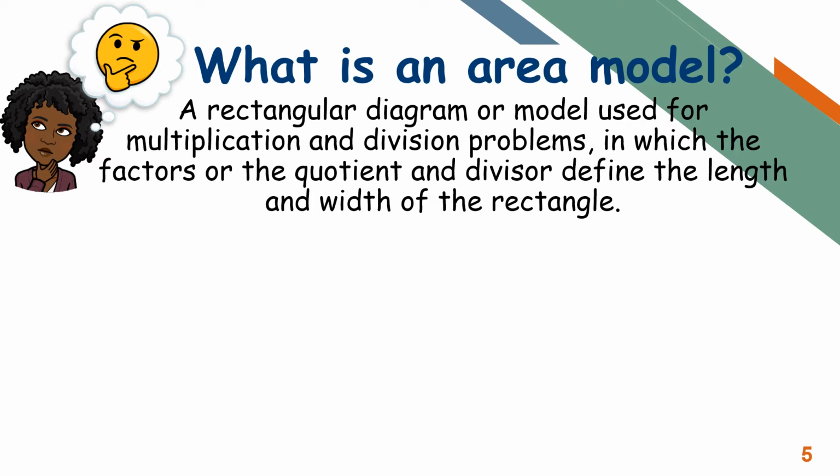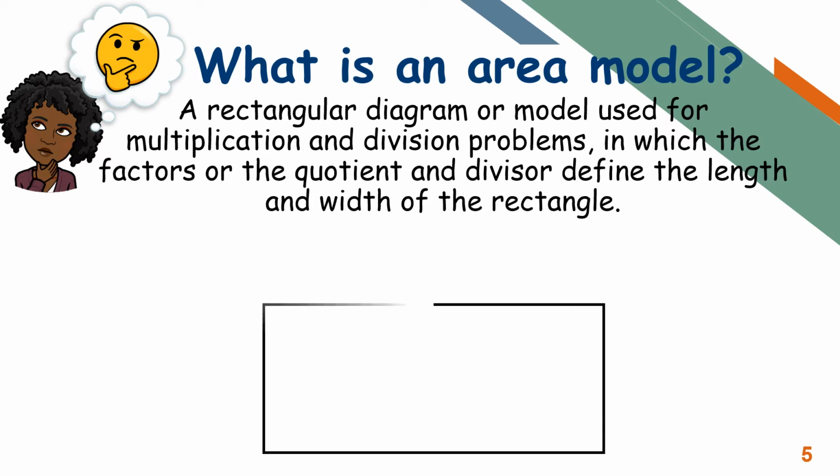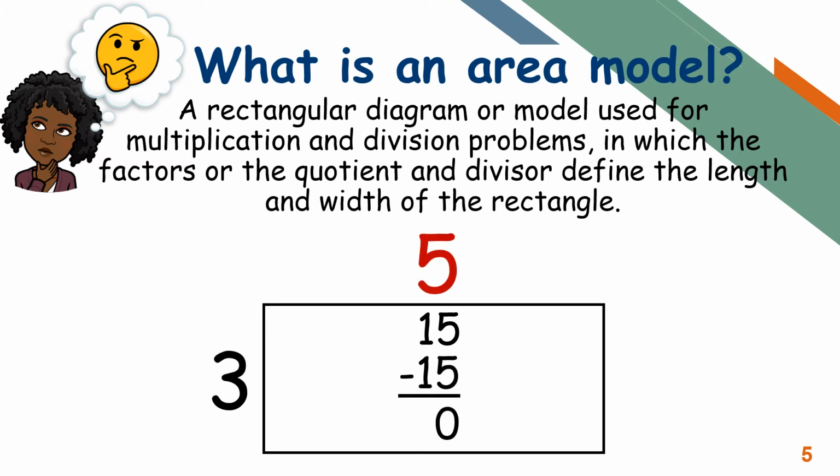We start by drawing a rectangle. Then we write a 3 on the side to represent my 3 friends, and 15 on the inside to represent my candies. Since I know that multiplication is the opposite of division, I know that I can use multiplication to help me divide. I know that 3 times 5 equals 15, so I can put 5 at the top of my rectangle and subtract 15 from 15 so I know I have no leftovers.